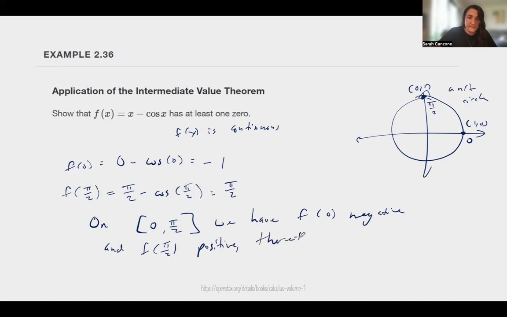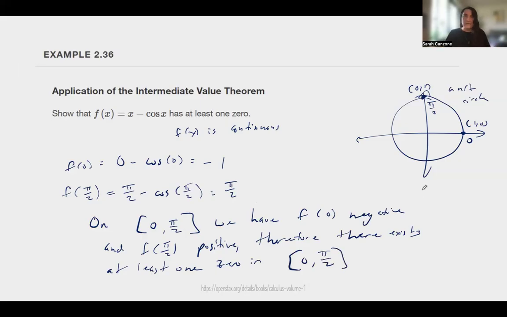Therefore, there exists at least one 0 in this interval here, 0 to pi over 2. Now, that's not saying that we know where the 0 is. Actually, we're not saying we know where the 0 is. We're just saying that there is one.